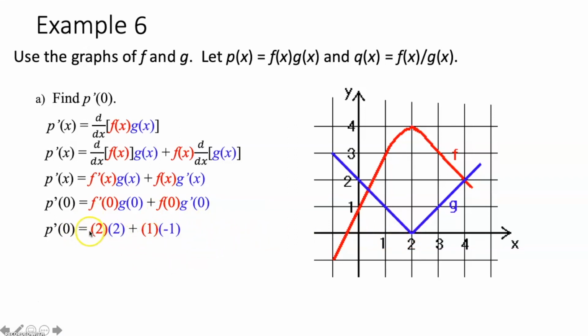Now all we have to do is simplify. 2 times 2 is 4. 1 times negative 1 is negative 1. 4 minus 1 gives you 3. And that is what p prime of 0 is.